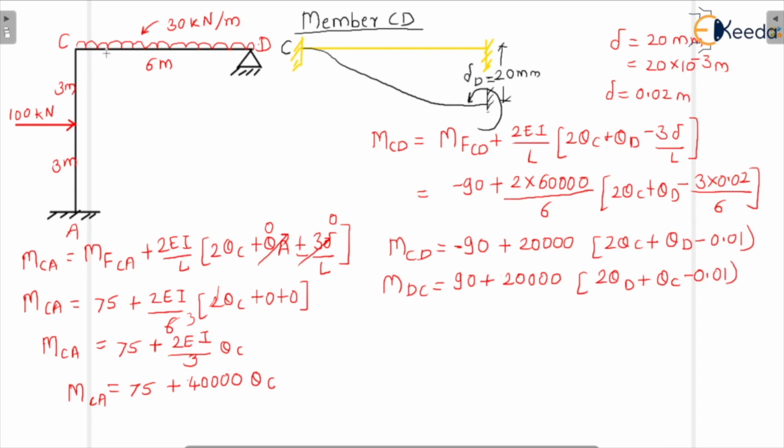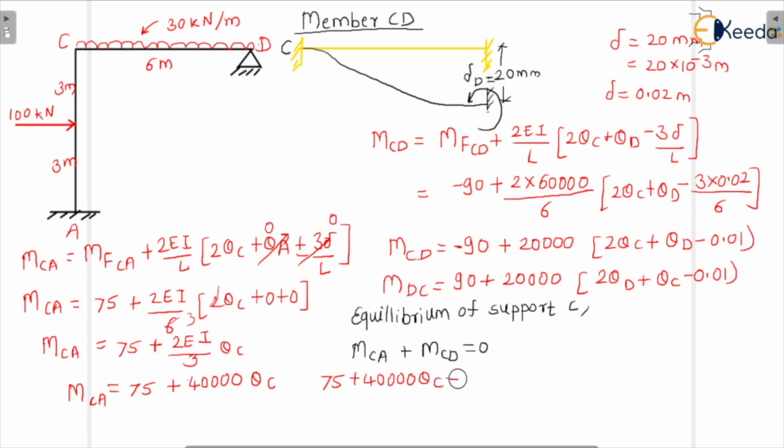Now let us consider the equilibrium of support C. So M of CA plus M of CD is equal to 0. Now substitute all the values here. So what is M of CA? Let me write it: 75 plus 40,000 theta C, plus M of CD, minus 90 plus 20,000 into 2 theta C plus theta D minus 0.01.